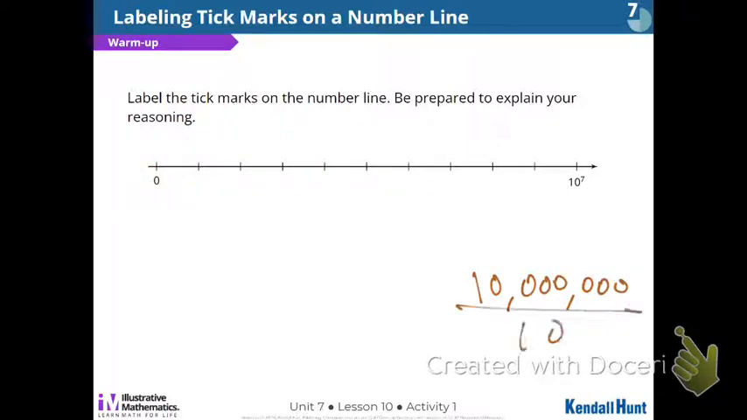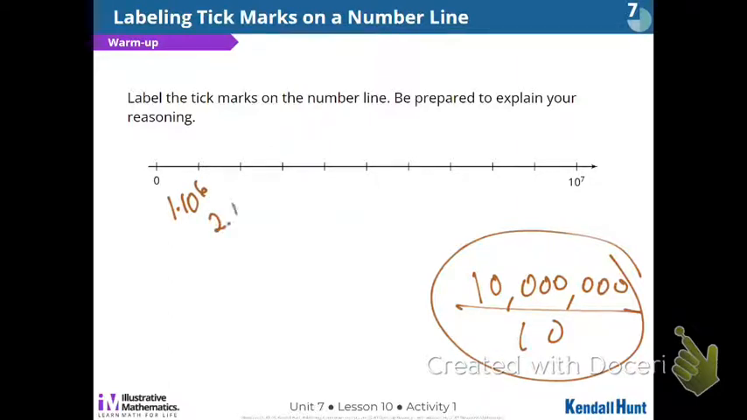So we're going to divide that up equally among 10 things. That means each thing is worth how much? Each, 10 million divided by 10 equals what? 10 to the 6th, or 1 million. So I could say that this is 1 times 10 to the 6th. Then I would say this is 2 million, 2 times 10 to the 6th. 3 million is 3 times 10 to the 6th.